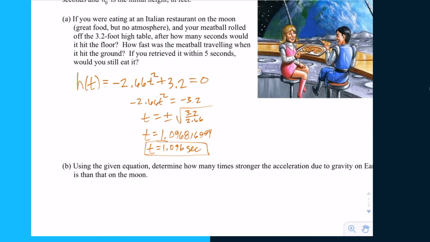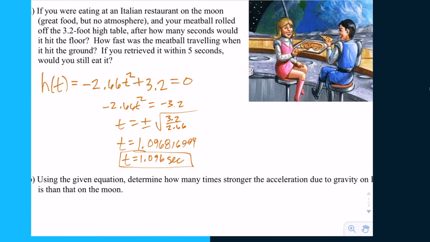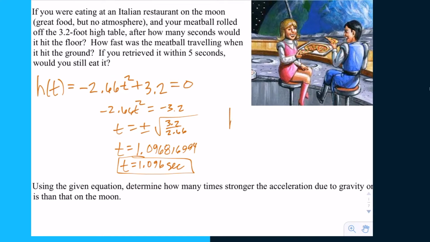Now, this follow-up. How fast was the meatball traveling when it hit the ground? Very fast. Okay, is that what you want to write? No. We want the instantaneous velocity 1.096 seconds after it left the table. So how do you find instantaneous velocity if you have the instantaneous position? Derivative.